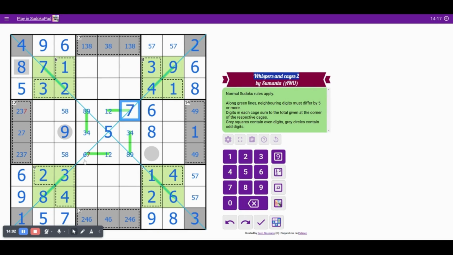That makes this 7. This is 6. 6 cannot go with 2, so that becomes 1 and 2. Now I can have a 3 here. This 3 is gone. Next what?